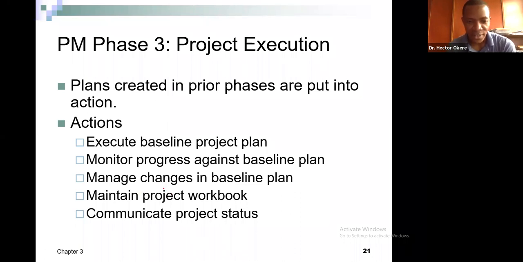So what is next? You need to also maintain a project workbook. How do you maintain a project workbook? You need to record your progress. You need to monitor your progress. Then you communicate your project status. How do you communicate your project status?